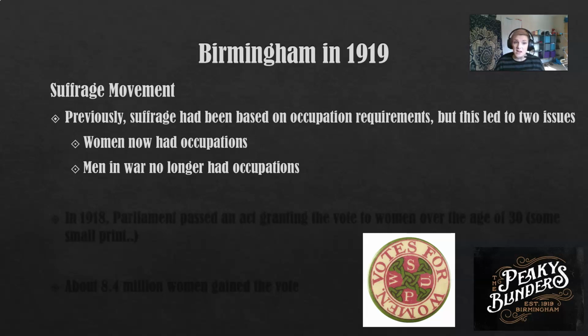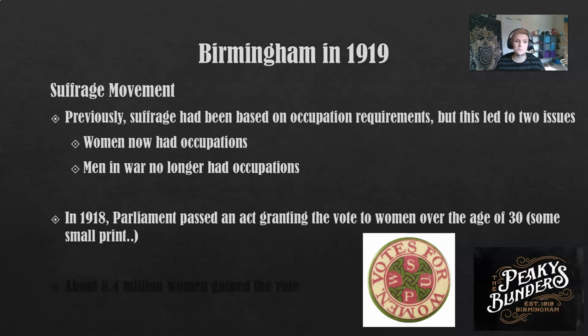And so either women should be given the right to vote because they had occupations, or soldiers should have their right to vote taken away from them because they no longer had occupations. Now, the worst case scenario, obviously, was that people who had left their country to go and fight for their country should then have their vote taken away from them. So, women were slowly given the right to vote.